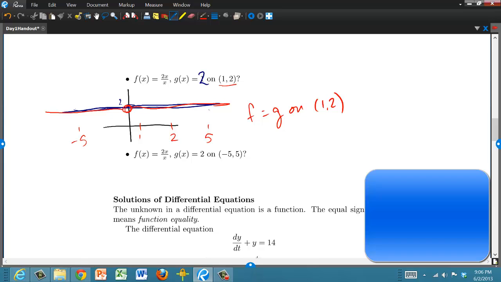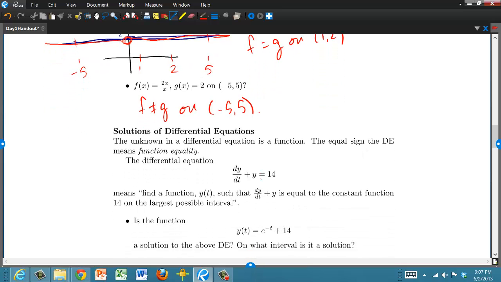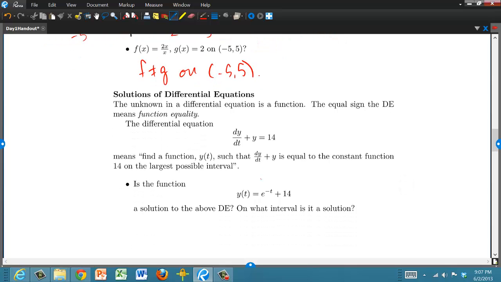Okay, between -5 and 5, there is this one lone point at x equals 0 where f and g are not the same. So f is not equal to g on the interval -5 to 5. Okay, so now we have an idea of what function equality means. If I say that two functions are equal on a given interval, that means at every point in the interval, the two functions are the same. If there's even one point in the interval where they're different, then the functions are not the same.